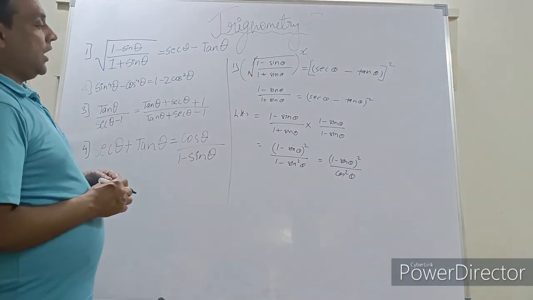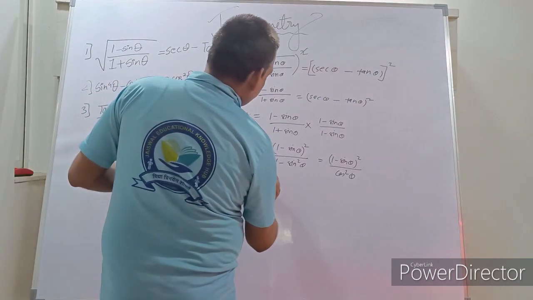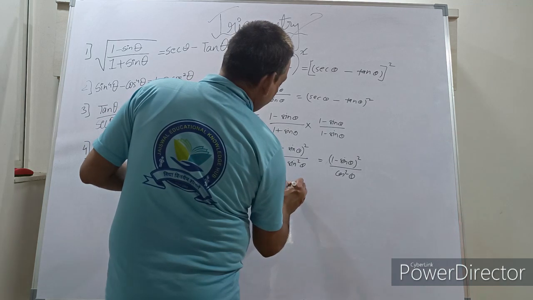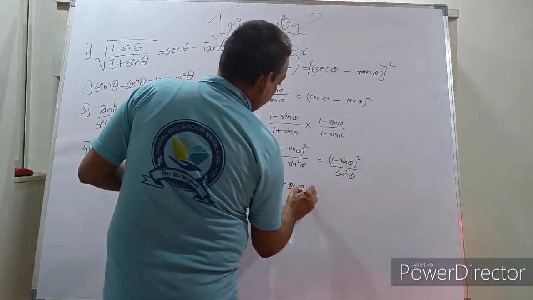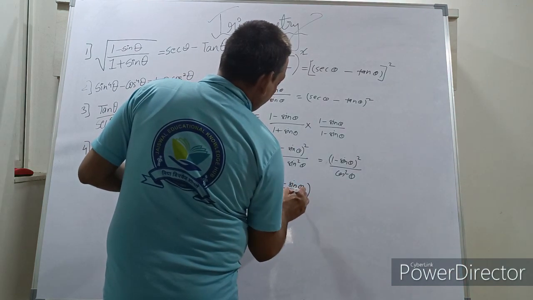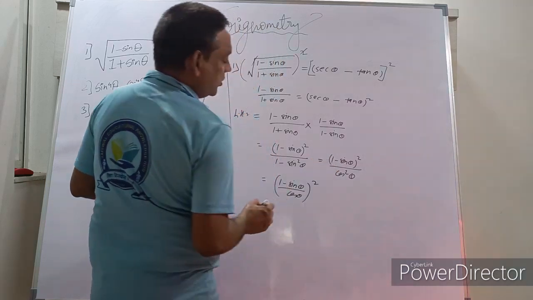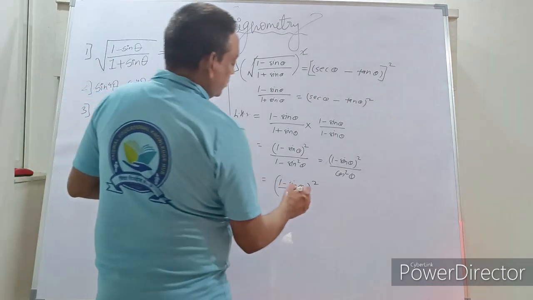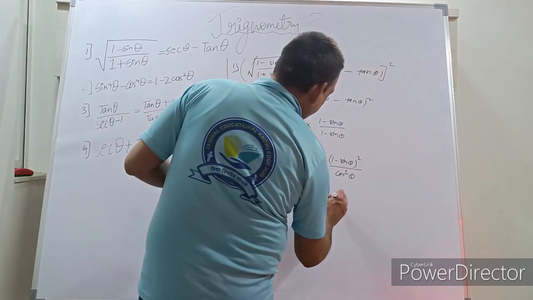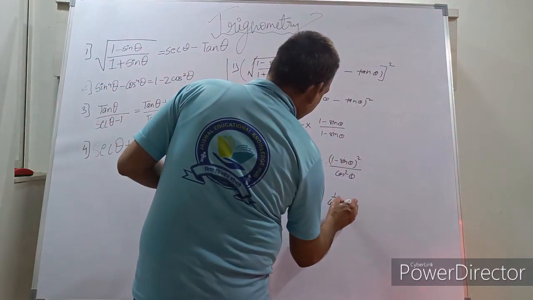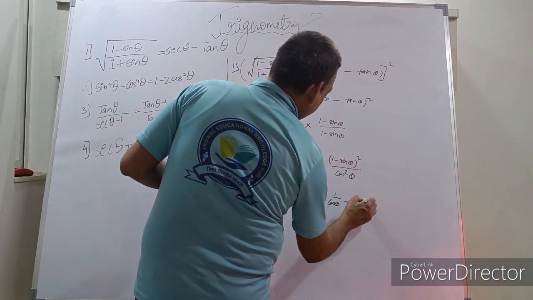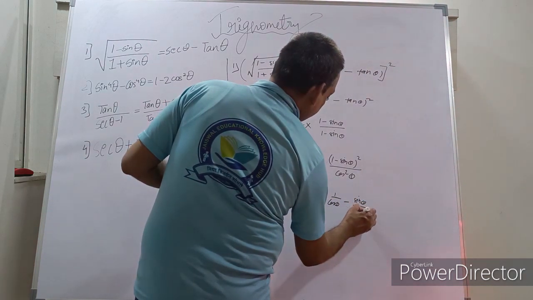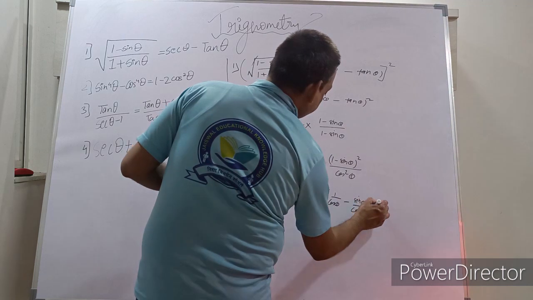Okay, after that, since both have the square, can we write it like (1 minus sin theta) upon cos theta the whole square? Yes or no? Yes, we can write it like this also. So now this again we can separate, so it becomes (1 upon cos theta minus sin theta upon cos theta) the whole square.